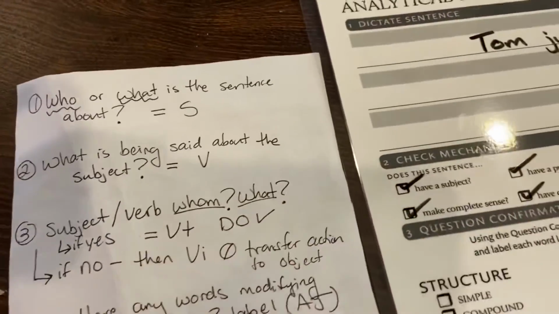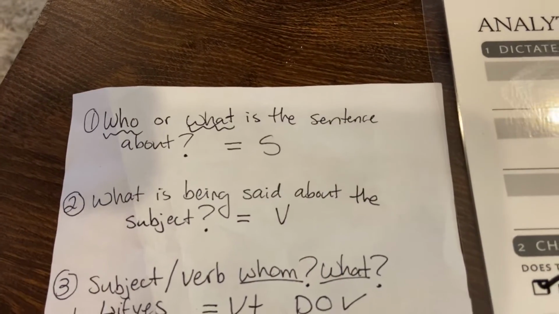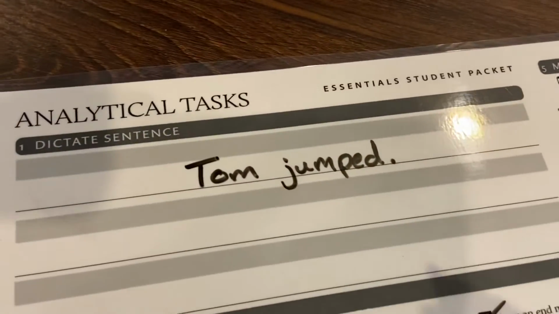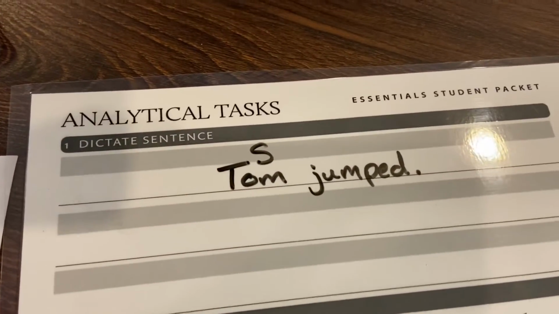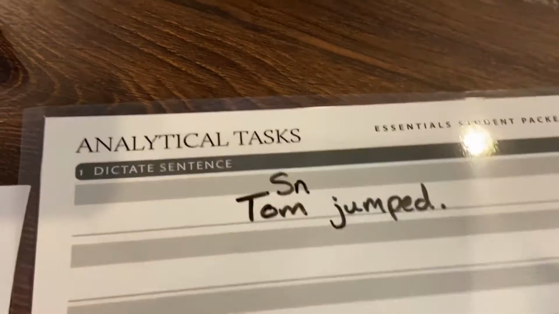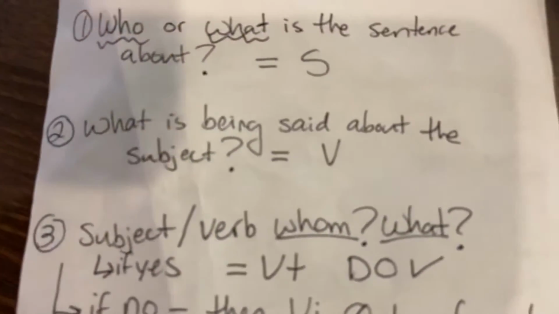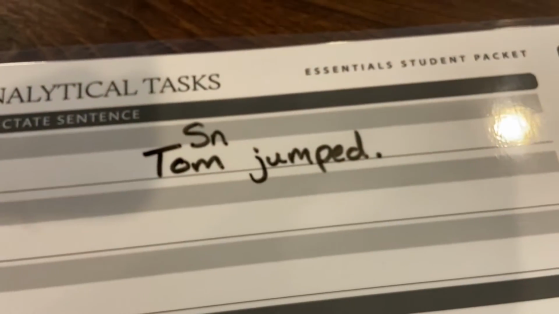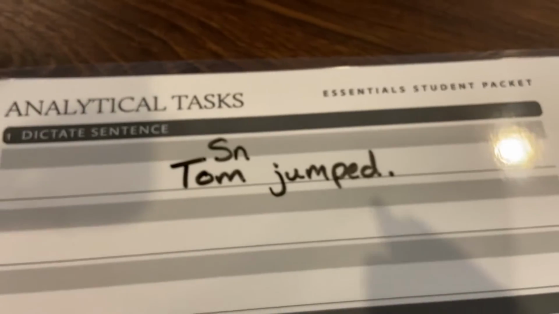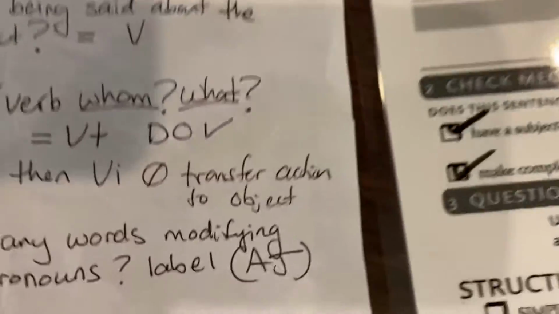So the very first question we're going to ask is, who or what is the sentence about? And that's going to tell us the subject. So who or what is the sentence about? Tom. Yes, Tom is our subject. Is Tom a noun or pronoun? Noun. So we label it subject noun. What's our next question? What is being said about the subject? So what is being said about Tom? Tom jumped. Okay, so that tells us our verb, right?